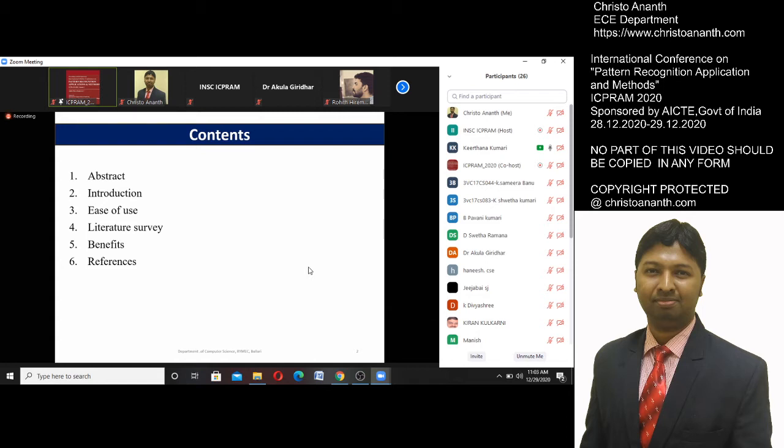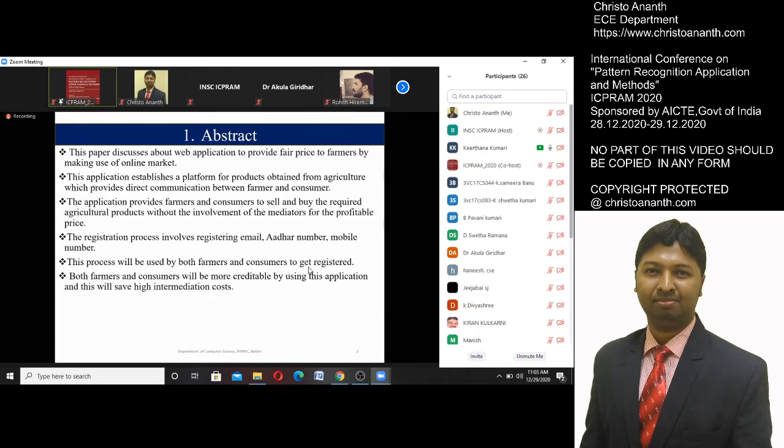These are the contents we are going to explain. To avoid this, we have come up with this solution. Our paper discusses a web application which will benefit both the farmers as well as consumers. With our web application, they can market online, and we will also provide a platform for products obtained from agriculture, which provides direct communication between farmer and consumer.